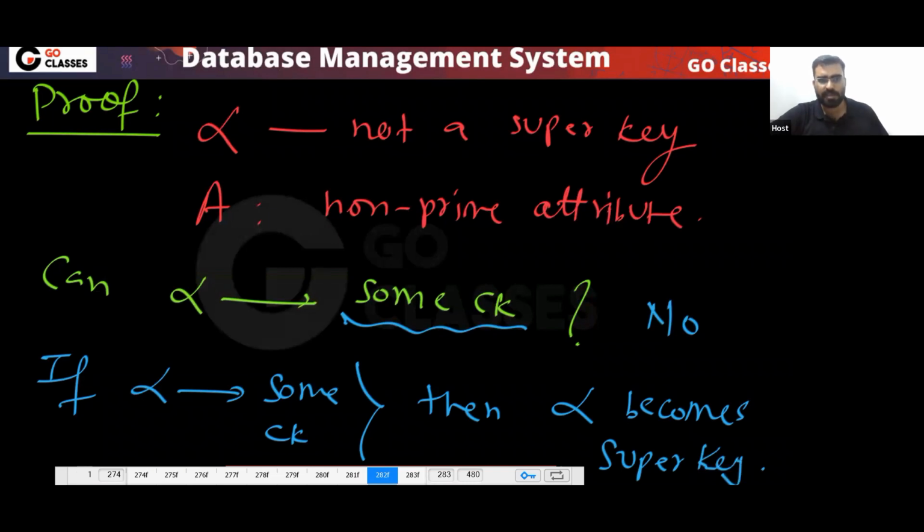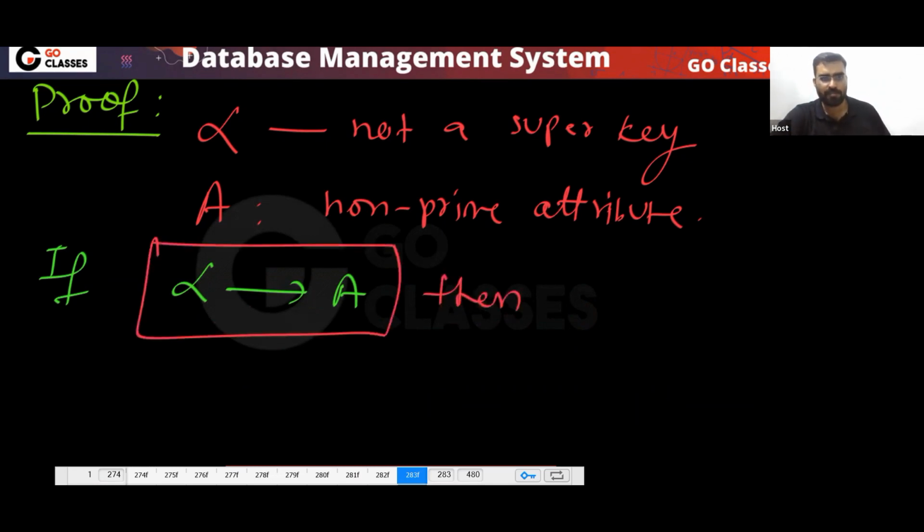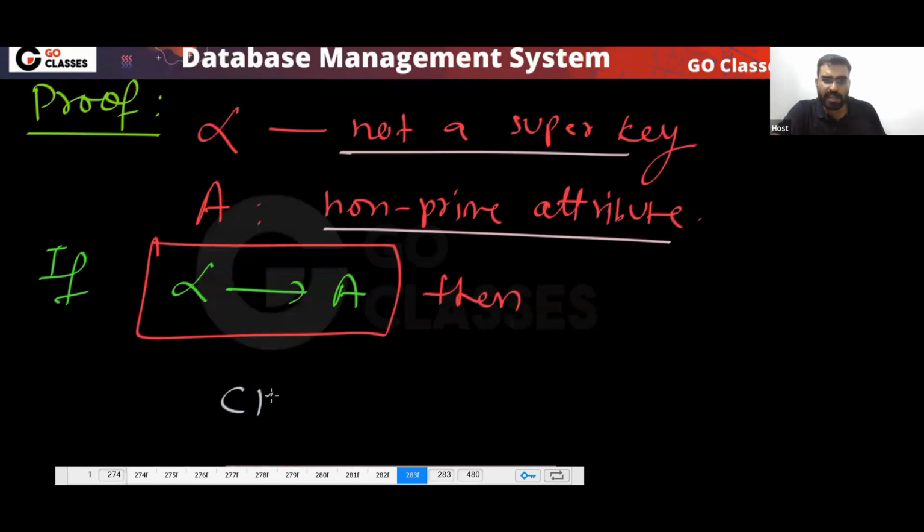Agree? Okay, yes or no? Now very simple. If you have this functional dependency, alpha goes to A, where not a super key implies non-prime attribute, then what transitive dependency can I create? I can create this transitive dependency: you take a candidate key, implies alpha, implies A. Alpha cannot imply CK, yes or no? Alpha cannot imply CK.